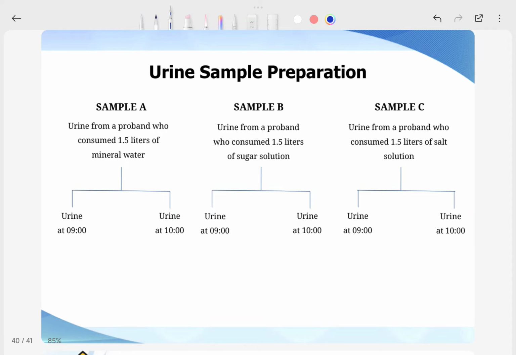Okay, this one is the sample preparation, but I think it's a bit different from this one. So yeah, I think that's all for that.